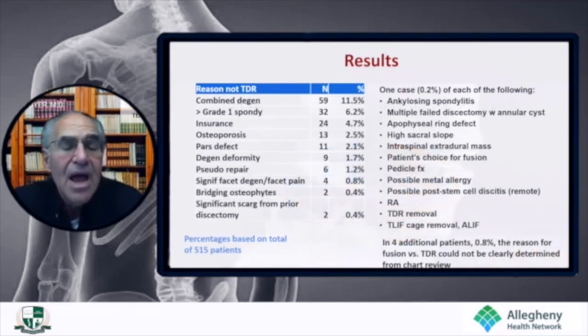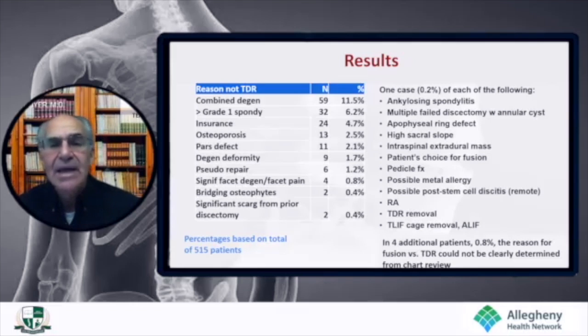And the reasons were 11% had combined degeneration, 6% had greater than a grade 1 spondy. Insurance issues, we see that's about 5%, osteoporosis, which is significant, a pars defect, and then you see lesser numbers going down through the various categories of facet degeneration, bridging osteophytes, and so on. And then we see a very, very small number with the next group, including ankylosing spondylitis, popliteal ring defect, a high sacral slope, and the patient's choice for a fusion, a pedicle fracture, metal allergy, etc.